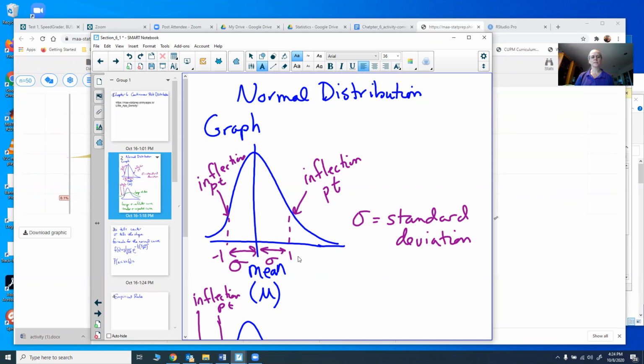If you go one standard deviation above the mean and one standard deviation below the mean, we get these things called inflection points. Don't worry about what an inflection point really is. It's just kind of where things change. You can see a lot of the data seems to be in here because there's a big group of the data there. The symbol for standard deviation is the Greek symbol sigma.